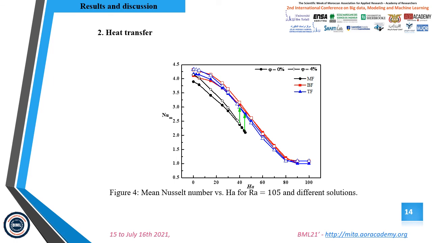Heat transfer. It is seen in this figure that the addition of nanoparticles loses its advantage from some threshold of Hartmann, depending on the type of solution. Moreover, an increase of the Hartmann number has a negative effect on heat transfer.